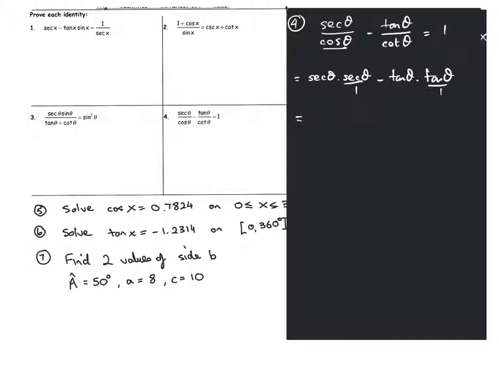What we've done there is just put the extra step in. It's sec over 1 over sec minus tan over 1 over tan. And that leaves us with the next line. So we do indeed get sec times sec, which is sec squared theta, minus tan times tan, which is tan squared theta, and that equals 1 by one of our Pythagorean identities.